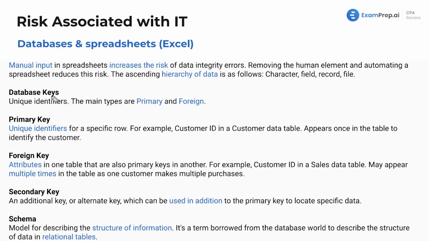Database keys. These are unique identifiers. We have two types of database keys, primary and foreign. Well, what's a primary key? Think of this like in your Excel sheet. I mean, yes, in a database, but we're all accountants here. Let's talk Excel. My bread and butter. I personally love it. It's like a foreign language that you just learn how to code and get in there. A primary key is a unique identifier for a specific row.